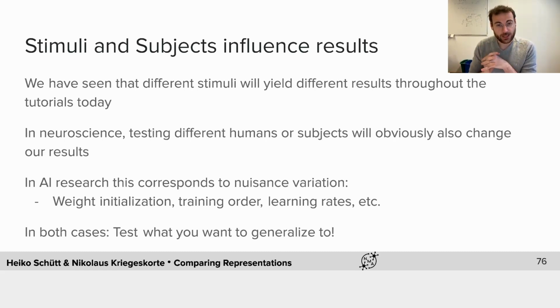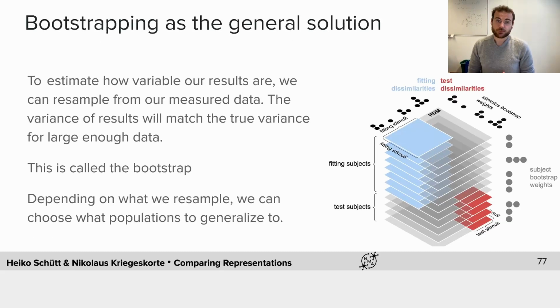But assuming that we have measured random samples from the things we are actually interested in, how do we actually get the statistical inference to run? Here we propose bootstrapping as the general solution. So bootstrapping means that we draw new resamples from the data that we've actually collected. And if we have large enough data and do this resampling often enough, we will get an estimate of the variability across real repeats of the complete experiment from those resamplings of the data that we actually have.